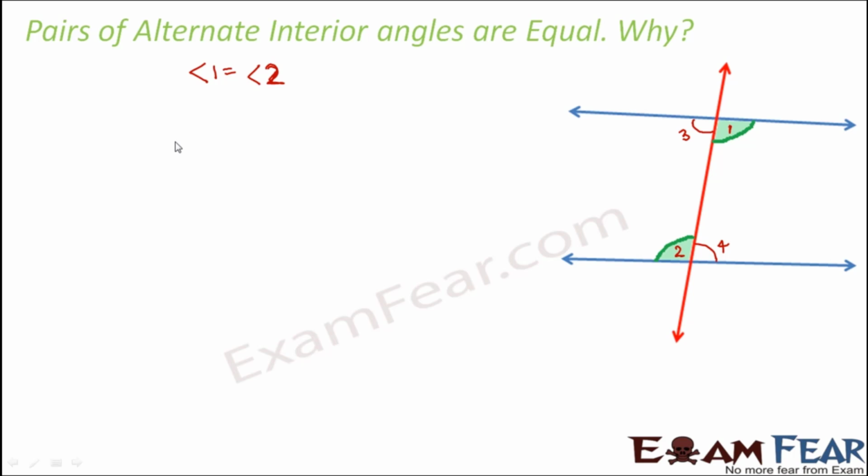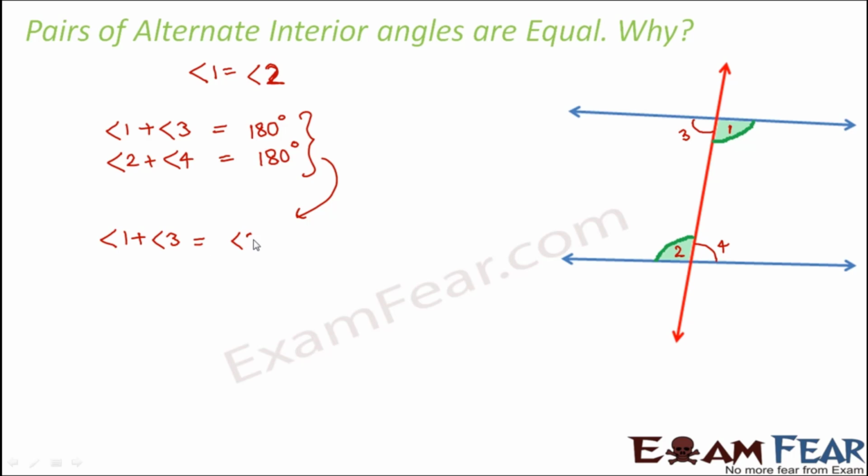Now looking at this diagram, you can say that angle 1 and angle 3 together form supplementary angles. They form a linear pair. So angle 1 plus angle 3 is equal to 180 degrees. Similarly, you can say that angle 2 plus angle 4 is also equal to 180 degrees. So from these two, you can say that angle 1 plus angle 3 is equal to angle 2 plus angle 4, right?